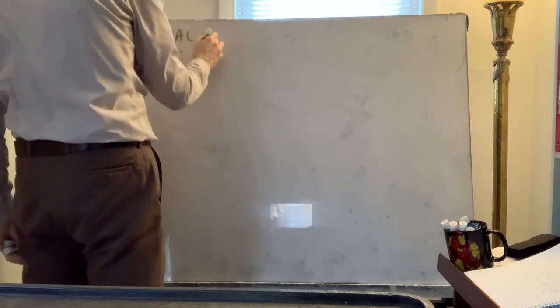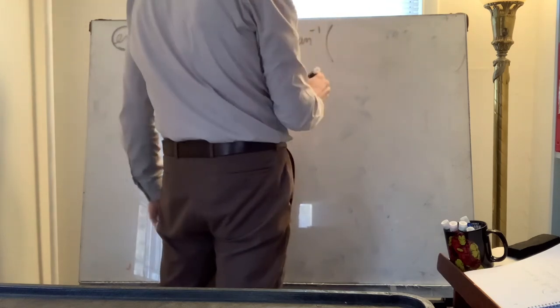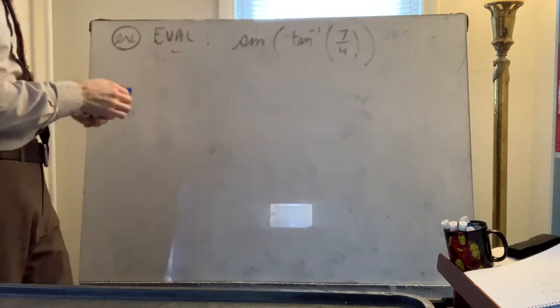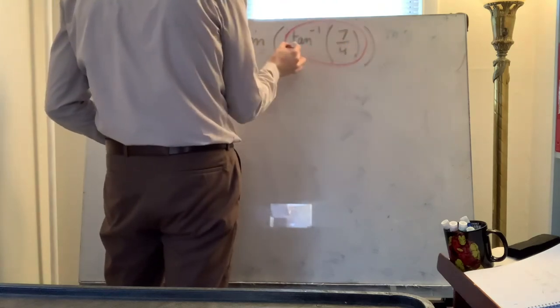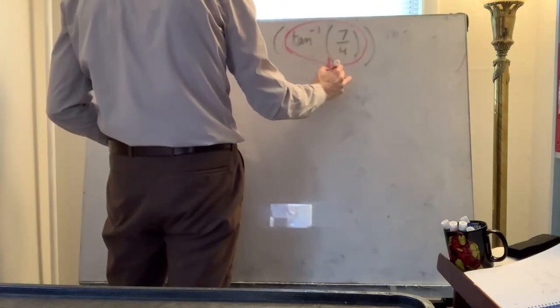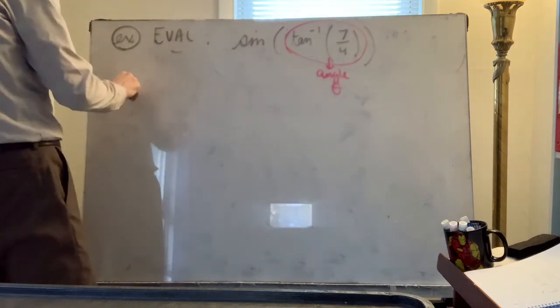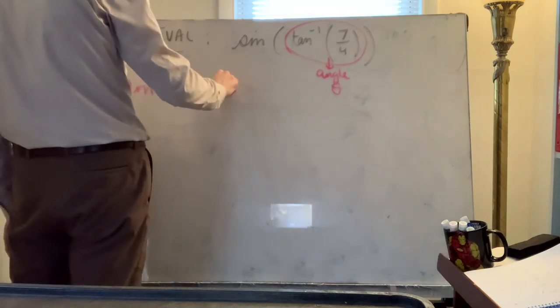So, here again, evaluate. Say that you had the sine on the outside of the inverse tangent of this ratio, 7/4. What would this produce if it's an inverse? This would produce an angle, theta, which means that you would have sine of theta ultimately, which means that you're looking for a ratio as an answer.